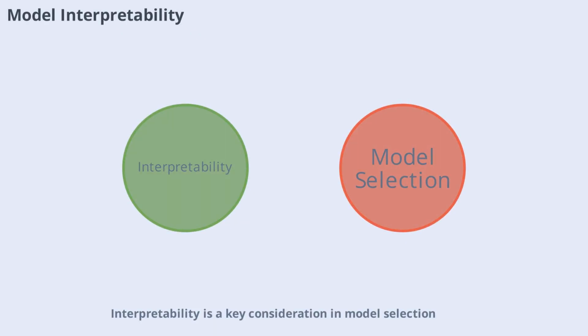Interpretability is a key consideration in model selection. Linear models are often preferred when transparency is important, as their coefficients can be directly interpreted. Non-parametric models like decision trees offer visual interpretability, while more complex models may require specialized tools to explain their predictions.